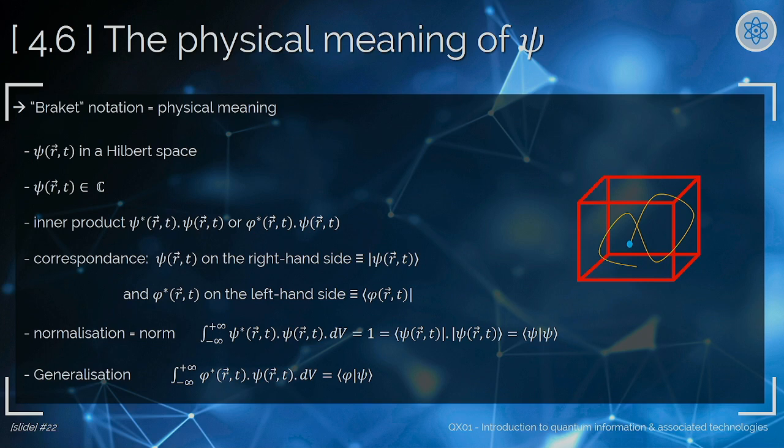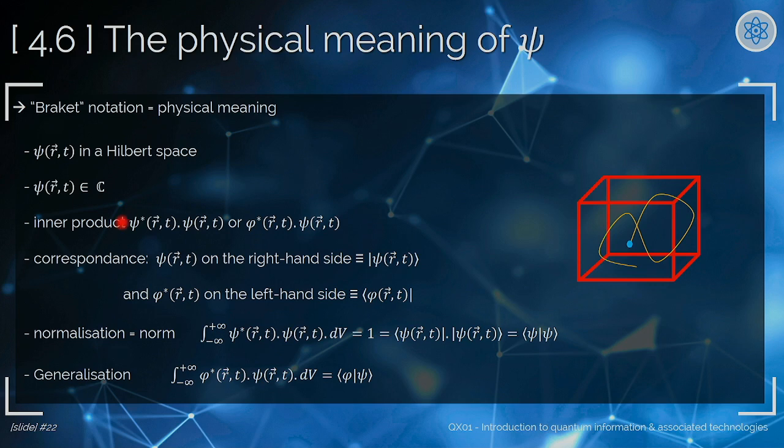So it means, again, that this bracket notation actually has a physical meaning, because wave functions in quantum mechanics are defined in a Hilbert space the same way as we said for the qubits. They are complex numbers. They have an inner product, so I can multiply wave functions together as long as I follow the inner product property, which is that the left-hand side and the right-hand side are not symmetrical. I've got to have a star on the left-hand side.